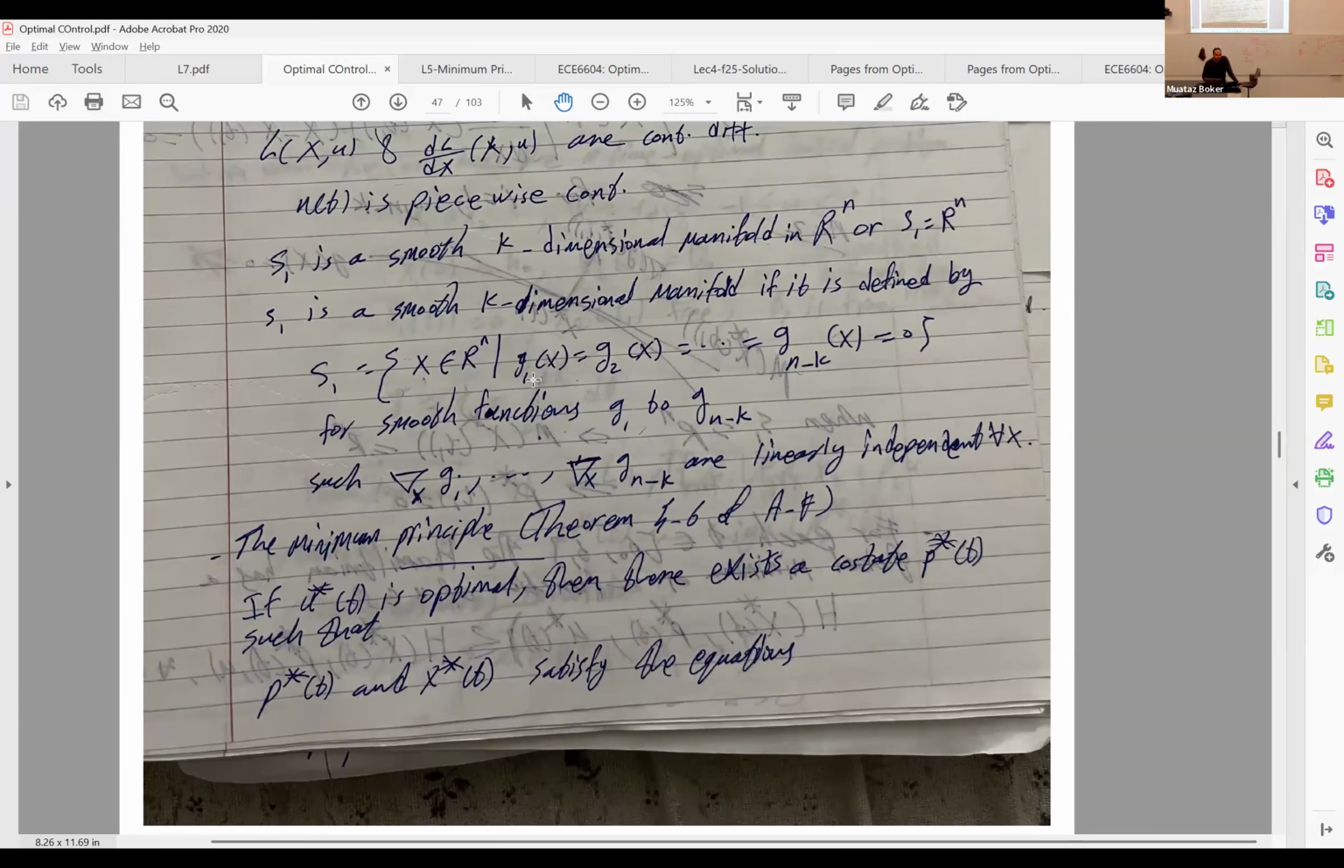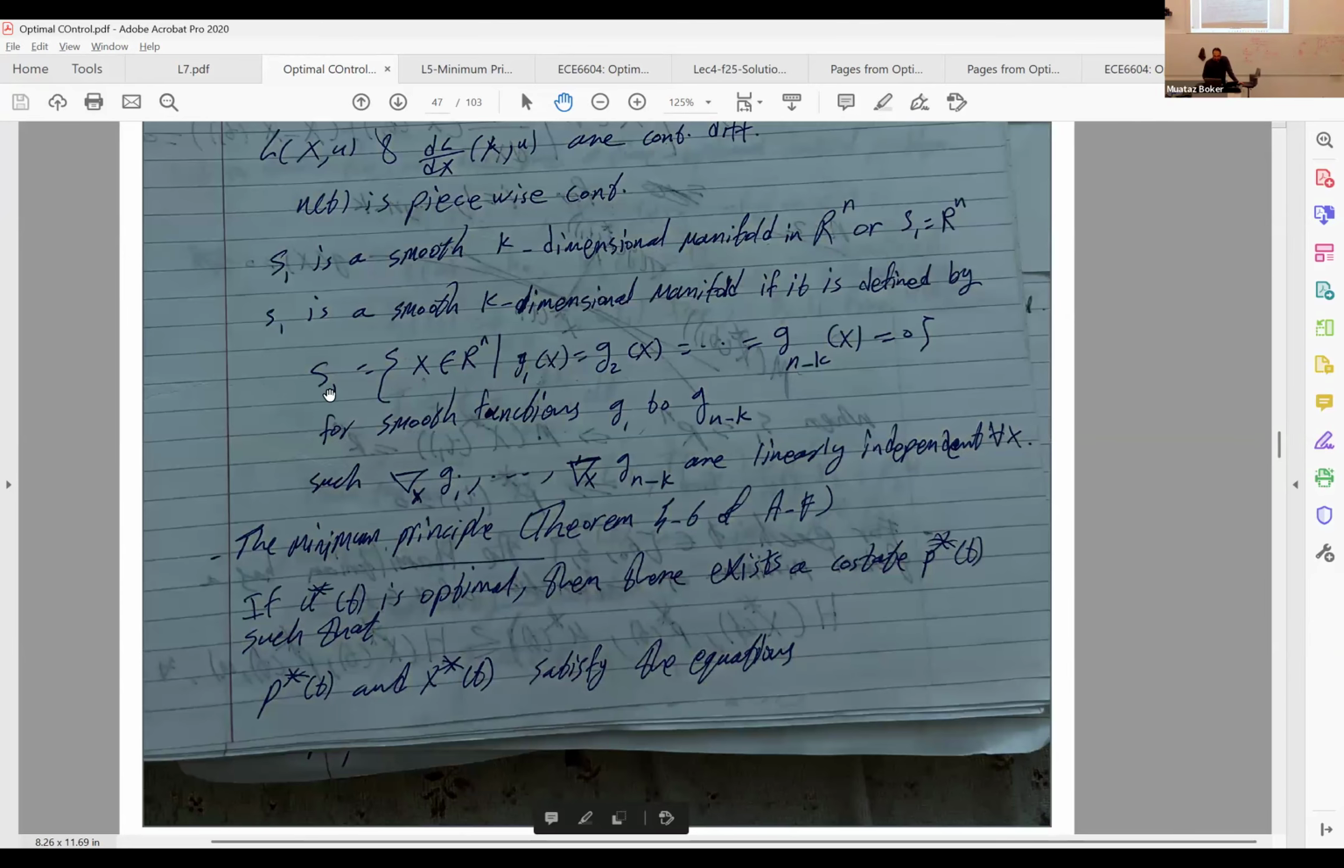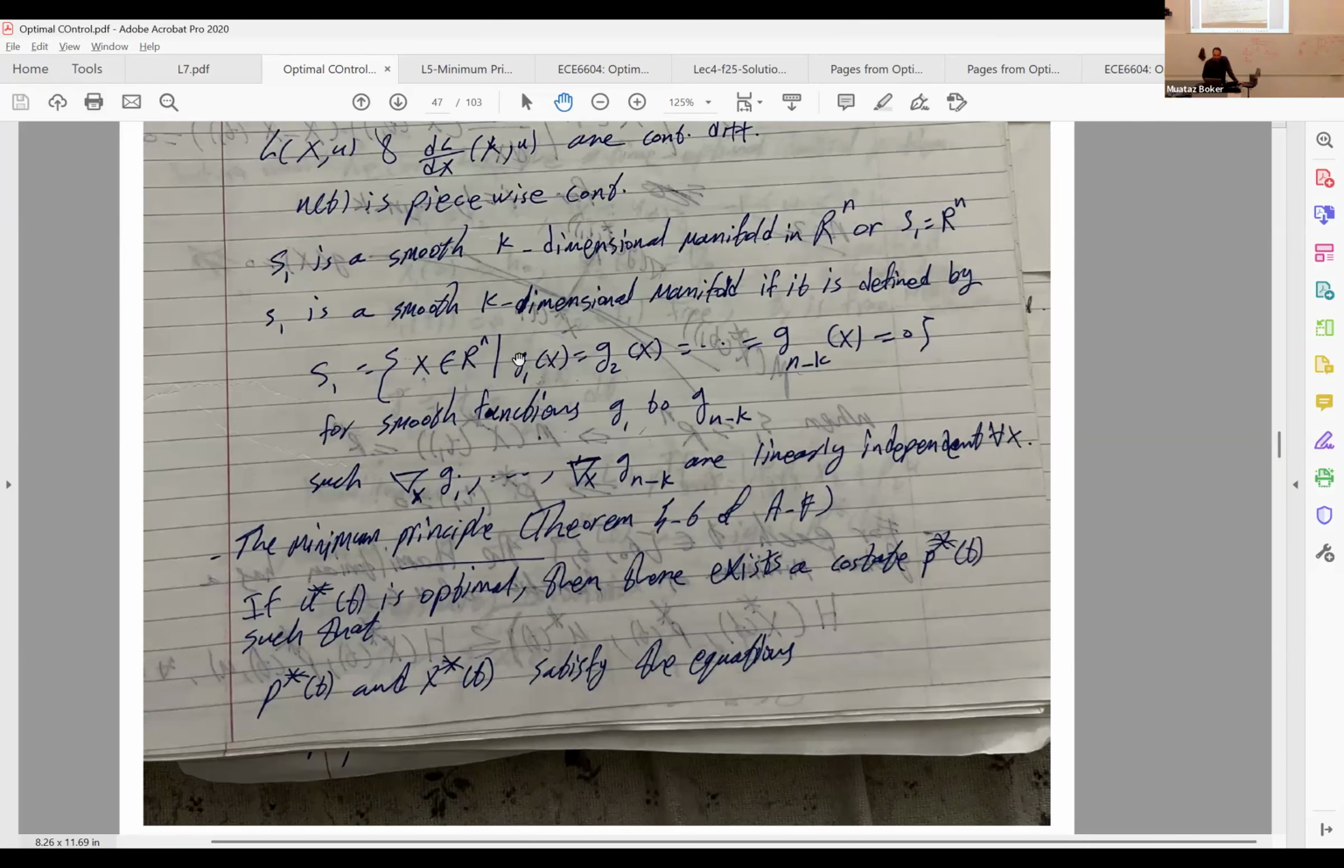So this is the definition of the set. In this case, we want to define the set in this form: G1 of x, G2 of x is equal to 0. It's easy here because x1 is equal to 0, so we can choose G1 equal to x1, because immediately it's equal to 0. You know what I mean? These are choices. You choose them to define the final target set.